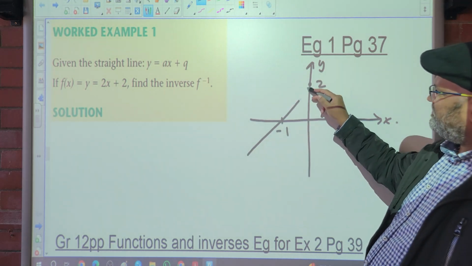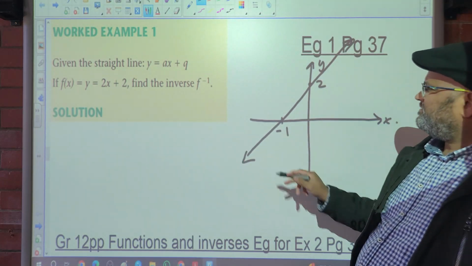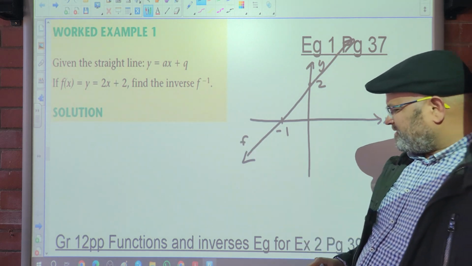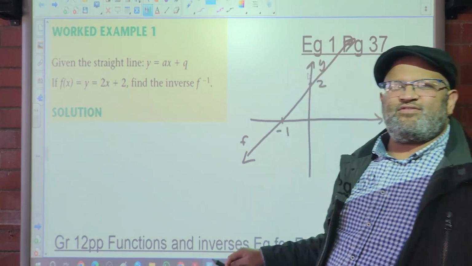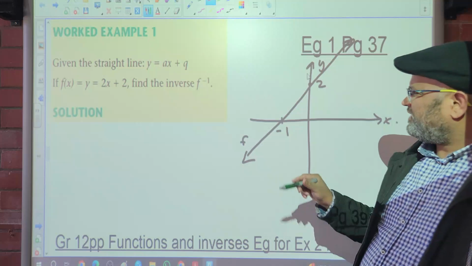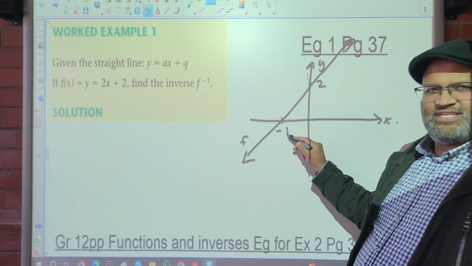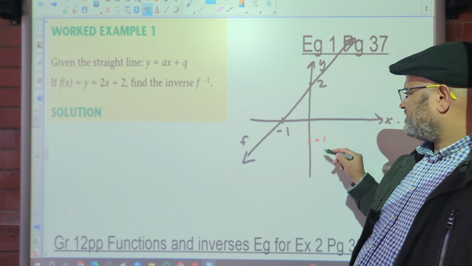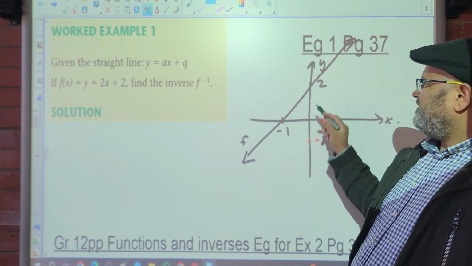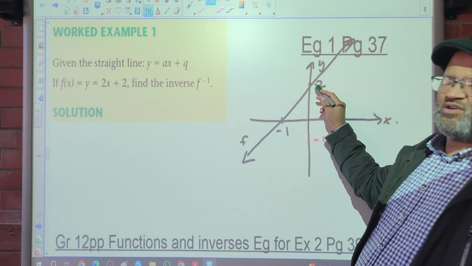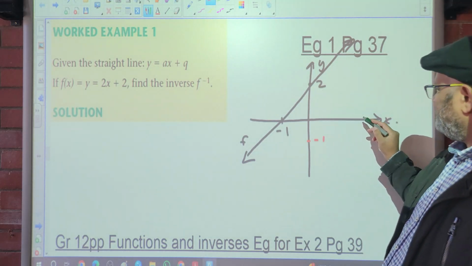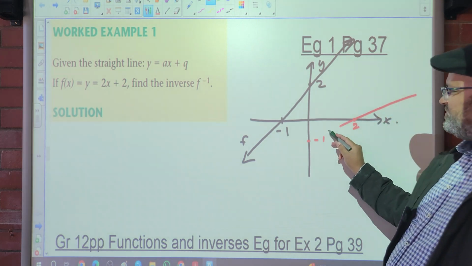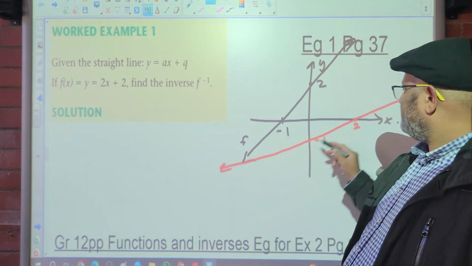So that is your function. Okay, this is your f. We must take the inverse function. So what do I do for the inverse function? Swap x and y. So this is minus 1 and 0, which becomes 0 and minus 1. Can you see that? If this is 0 and 2, it becomes 2 and 0. Can you see that? If I take that into account, there is that graph.